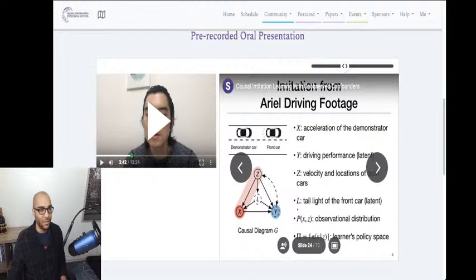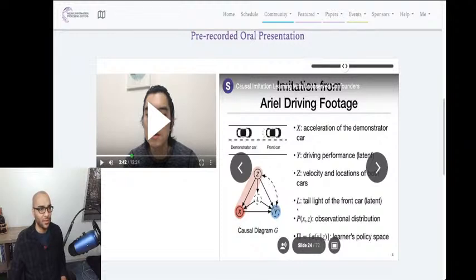What that might be, I don't know, maybe the location, velocity and location, maybe the driver's not feeling well or something. The expert's not feeling well. L is the tail light of the front car. Why would that be latent? You'd think that the learner would see the tail light just fine.